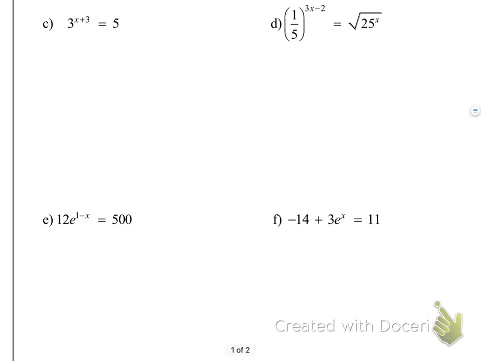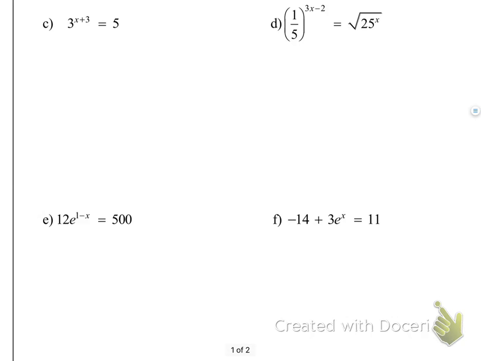to example C. Now notice, 3 and 5 have nothing in common. There's no way you could rewrite 5. There's really nothing we can do here at all. So we're going to use a new strategy. And what that strategy is going to be is to take the log of both sides.